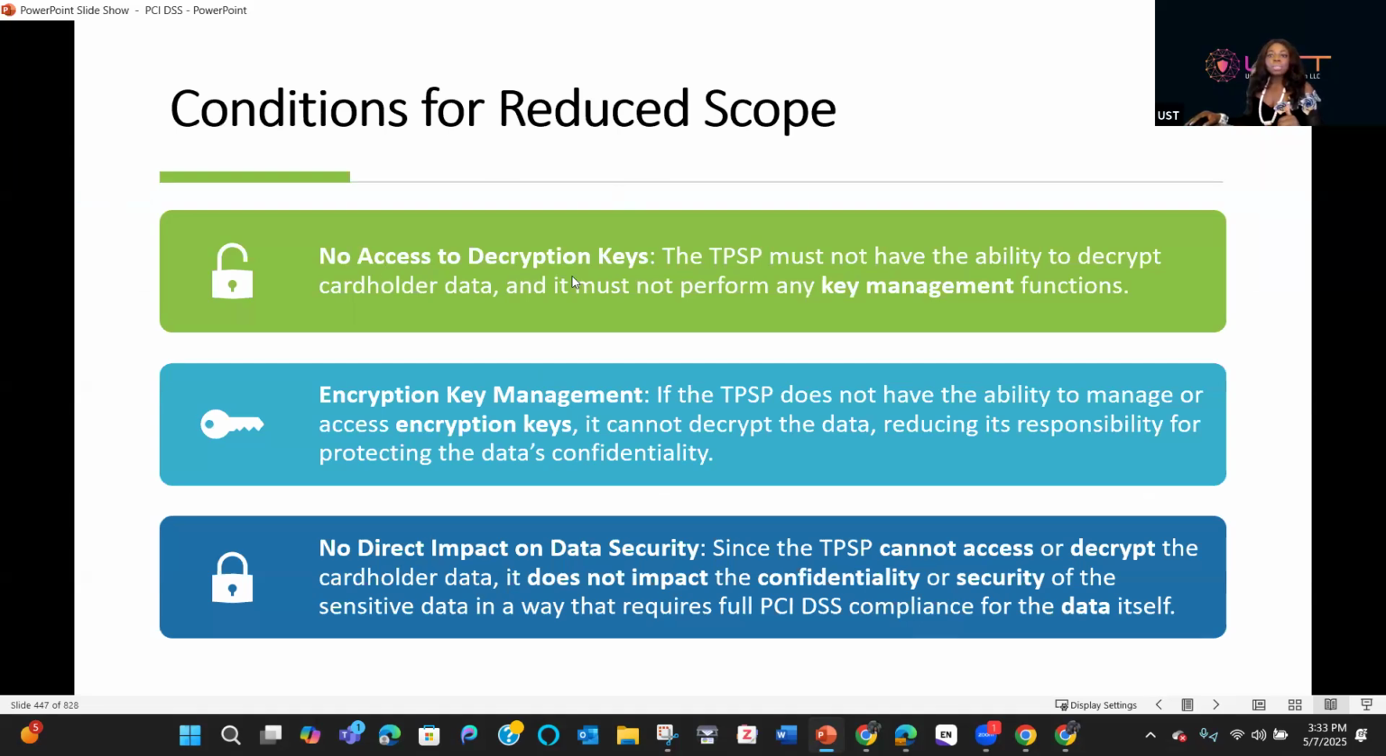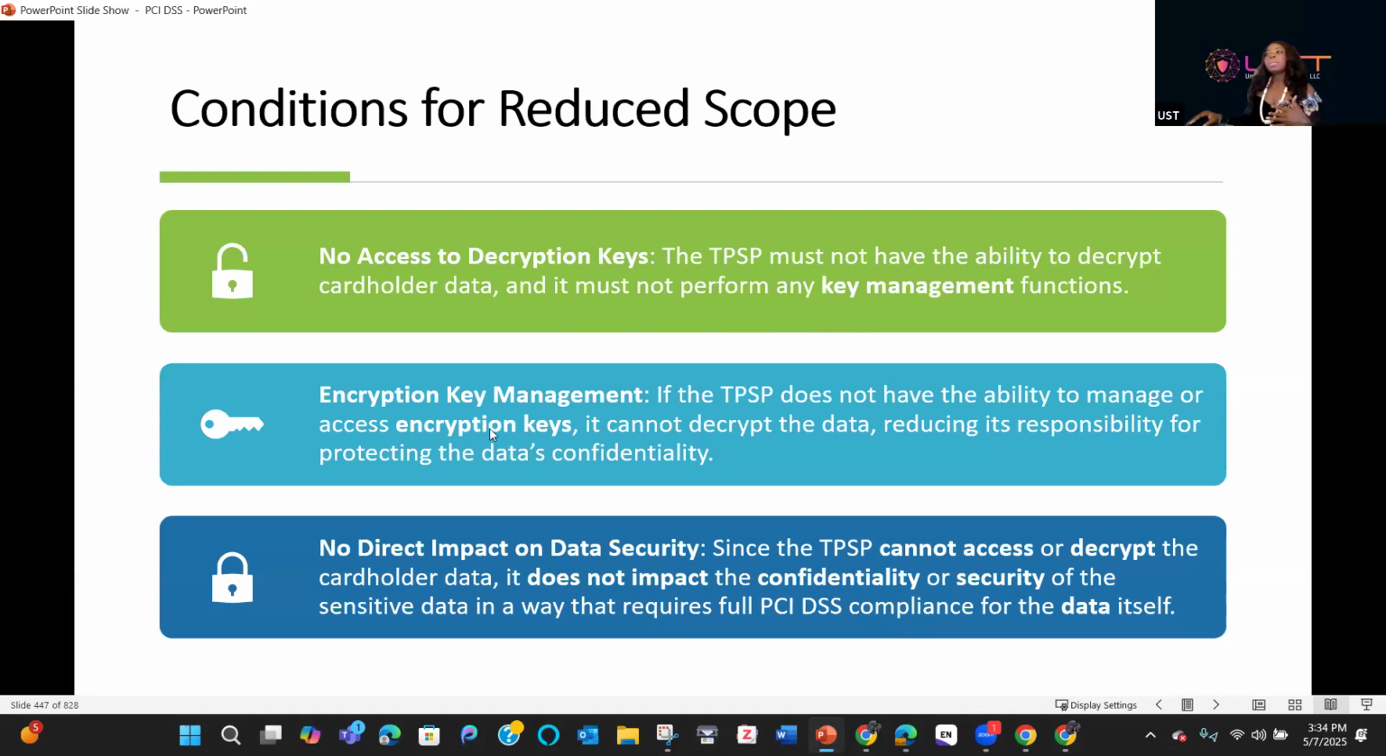First, no access to decryption keys, as we have discussed. The third-party service provider must not have the ability to decrypt the cardholder data, and it must not perform key management functions. You cannot even manage a key. If you are only storing the data, you don't know how they are encrypting or managing the data; your job is just to store the data. Then you want to make sure you have the rightful access, and that definitely reduces the scope of PCI DSS.